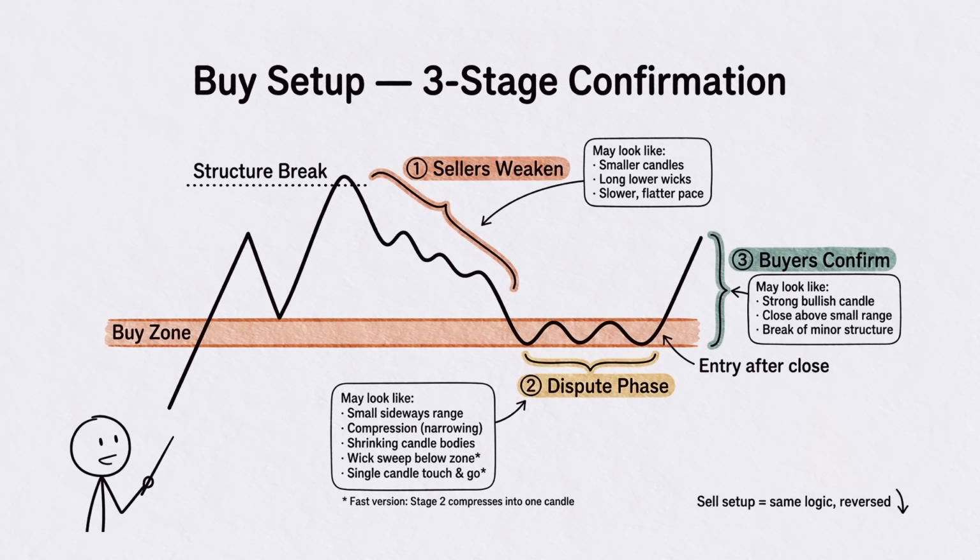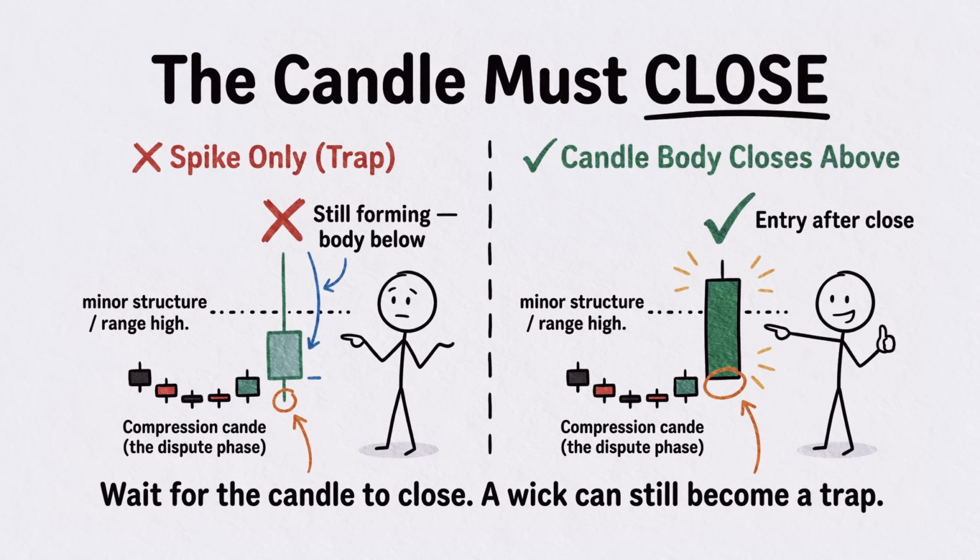Stage 3. Buyers confirm control. That can be a strong bullish candle, a close above the small range, or a break of minor structure in the expected direction. But the candle must close. A candle that spikes above minor structure while it is still forming can still turn into a wick and trap you. For a sell setup, flip the logic. Buyers weaken, price stalls or compresses, then sellers confirm with a bearish break and candle close.